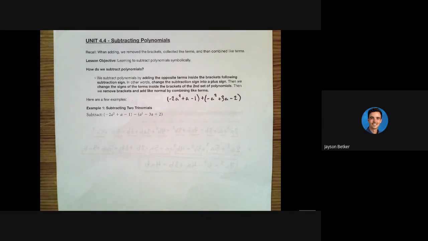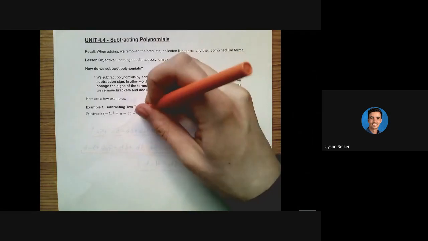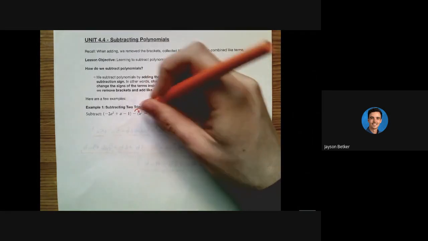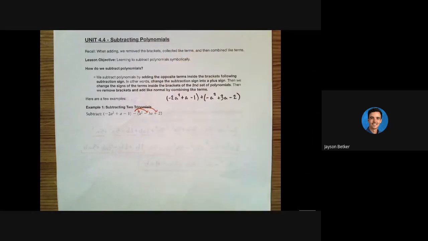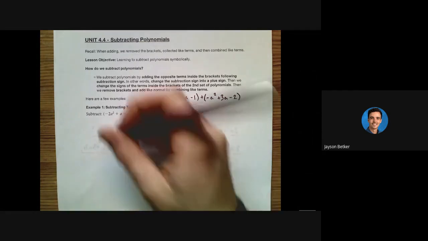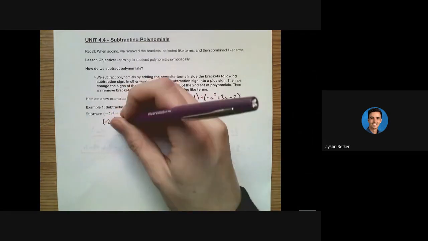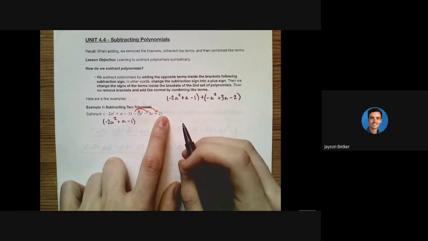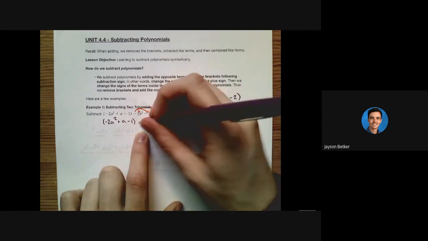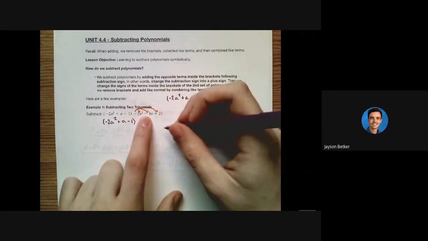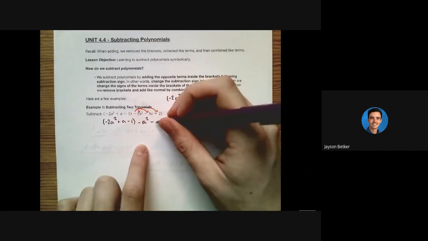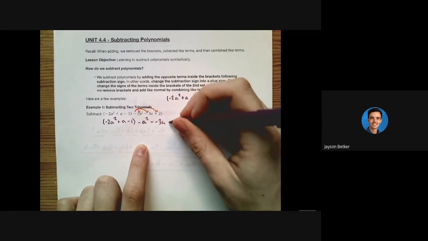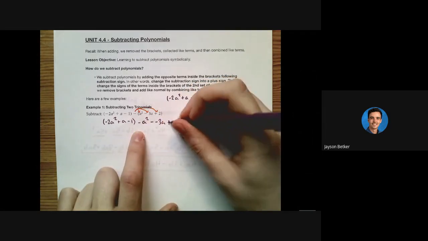What ends up happening is this negative sign gets put in front of the a squared, in front of the 3a, and in front of the 2. It's just like multiplying negative 1 throughout all of the terms there. And what we end up getting is negative 2a squared plus a minus 1. And if I put that negative through the whole way, I end up getting negative a squared, and then negative 3a, and then plus negative 2.